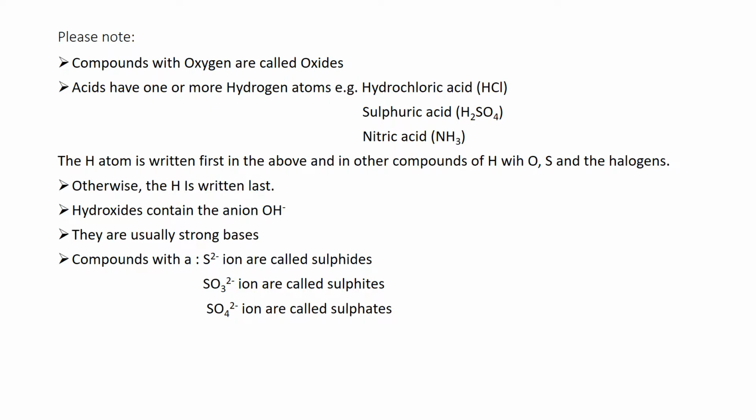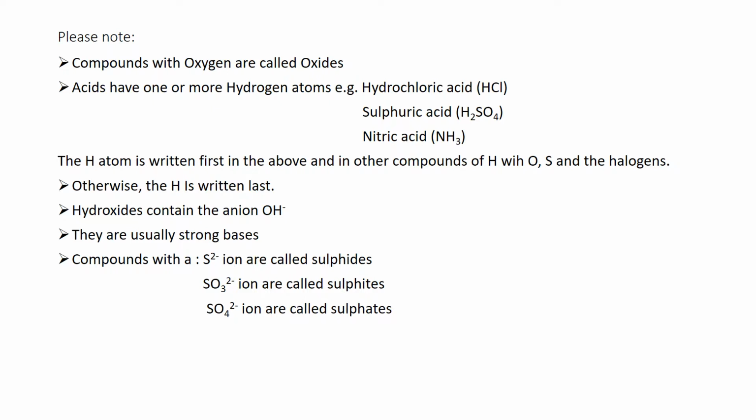Acids have one or more hydrogen atoms. You should also know that. So all acids contain hydrogen. Your hydrochloric acid, your sulfuric acid, your nitric acid, all acids have hydrogen atoms. The hydrogen atom is written first in the above and in other compounds of hydrogen with oxygen, sulfur, and the halogens. Otherwise, the H is written last.